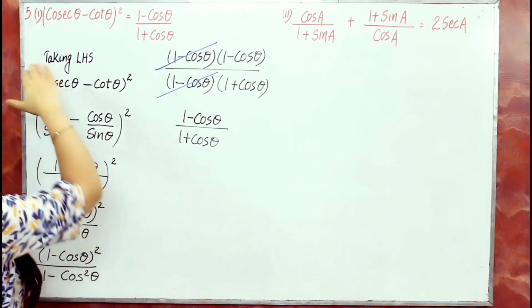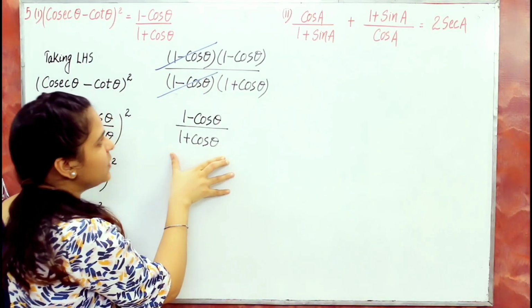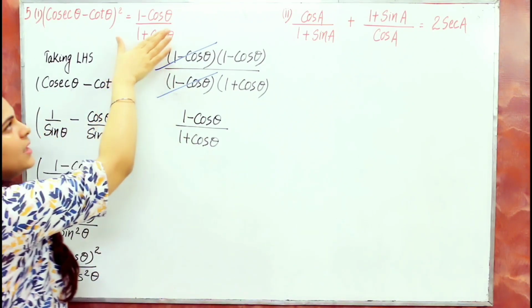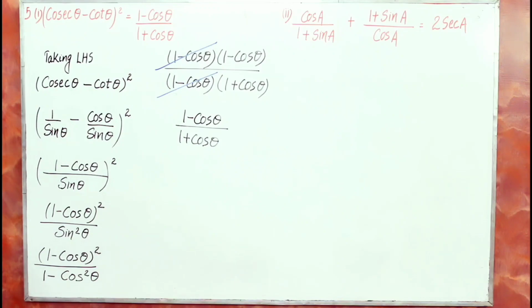So we can convert our LHS into (1 minus cos theta) upon (1 plus cos theta), and you can see your RHS is also the same. So our result is verified.